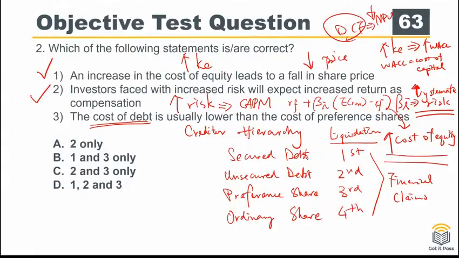So for the secured debt and unsecured debt, in general, they require a lower return as compared to preference shares and ordinary shares. So the cost of debt is generally lower for these two categories of debt as compared to preference shares and ordinary shares. So in other words, this statement is correct because it's lower. So the answer should be D. 1, 2, and 3 are correct statements.